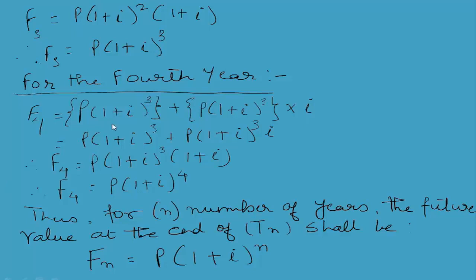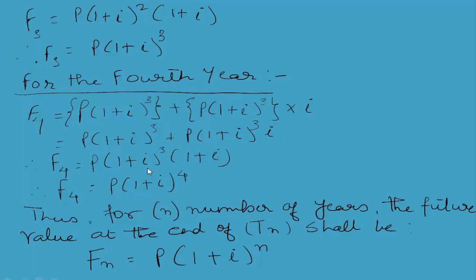So the formula again becomes P(1+i)^3 plus P(1+i)^3 into i. Therefore P4 will be, taking P(1+i)^3 common, it shall be 1+i. I once again repeat a simple factorization. Taking P(1+i)^3 common, we are left with P(1+i)^3 into (1 + i), which upon simplification will be P(1+i)^3 into 1, which is P(1+i)^3, plus P(1+i)^3 into i.